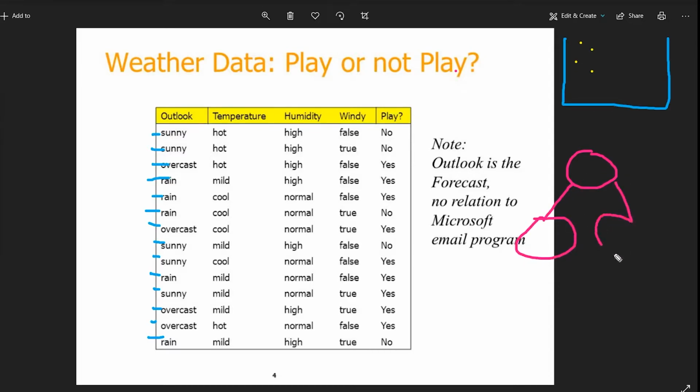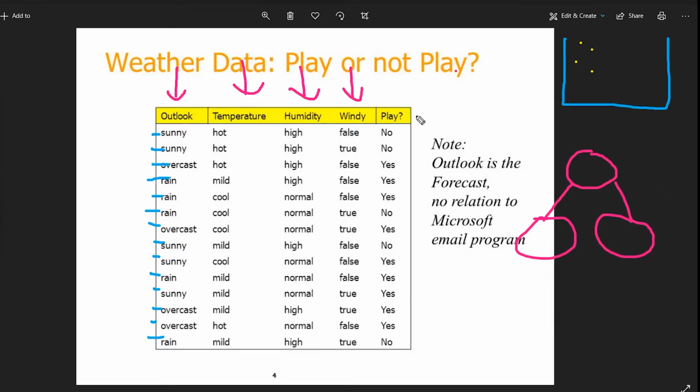of which feature? Because we have outlook feature here, we have temperature feature here, we have humidity feature here, and we have windy feature here. So we can have any of them here, and on the basis of that we are going to split our tree. Okay, so for that we are gonna use information gain.